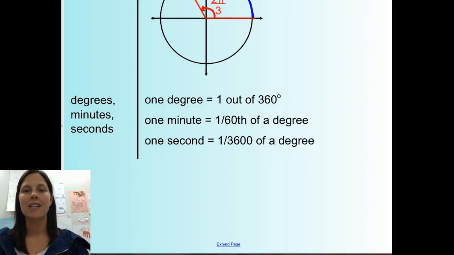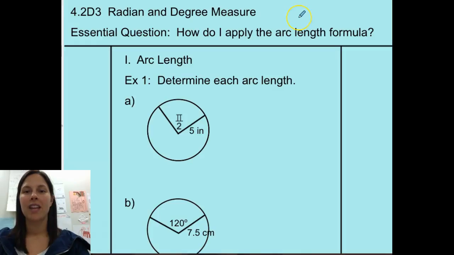The other topic we're going to take a look at today is converting between degrees, minutes, and seconds. Just like an hour is broken into 60 minutes, so is a degree. So a minute is 1/60th of a degree, and a second is 1/3600th of a degree. Our main focus for today will be that arc length formula, so that's our essential question.